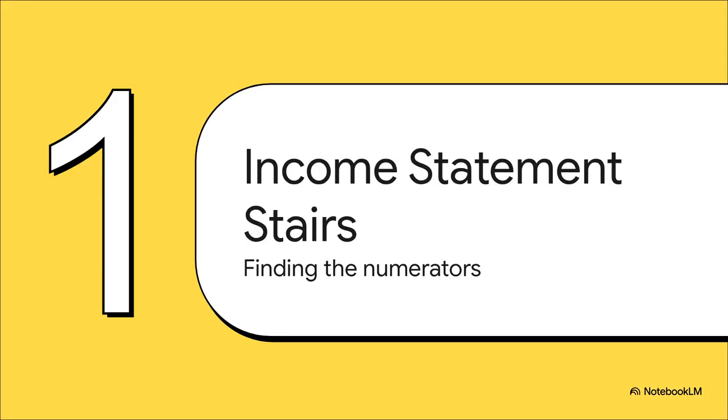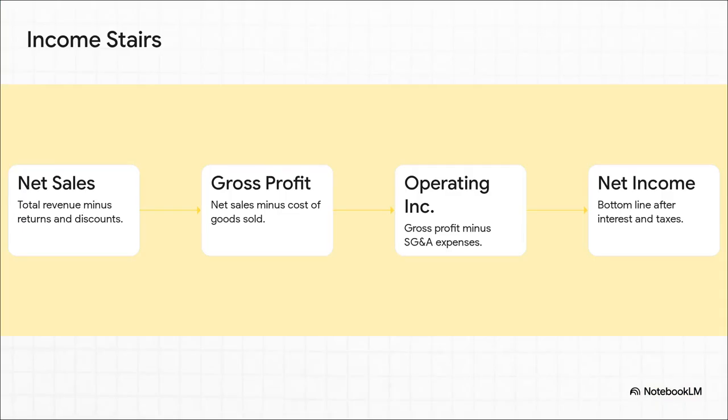All right, part 1, the income statement staircase, finding the numerators. Now, to truly master these profitability ratios, you have to understand exactly where they live on the financial statements. The really beautiful thing about both of the margins we're looking at today is that they are anchored to the exact same base, and that is net sales. Net sales is always your denominator, period. The only thing that changes is your numerator, the number on top. We find that numerator by walking down the income statement.